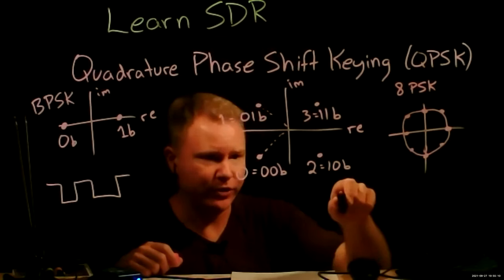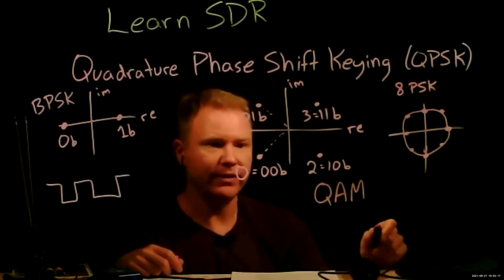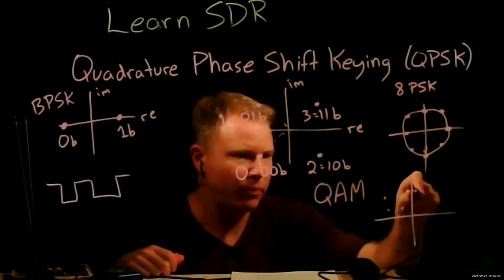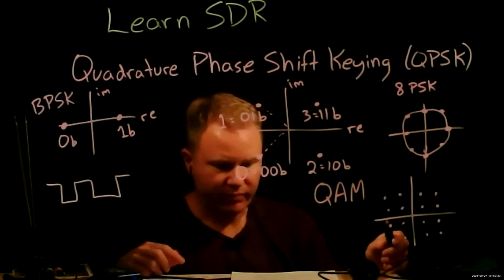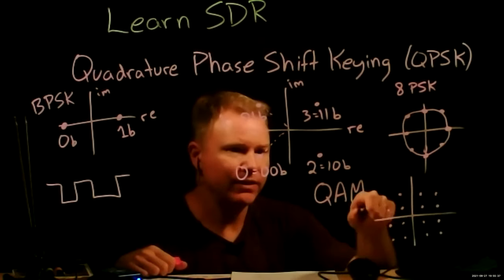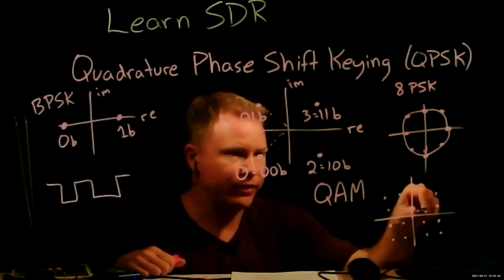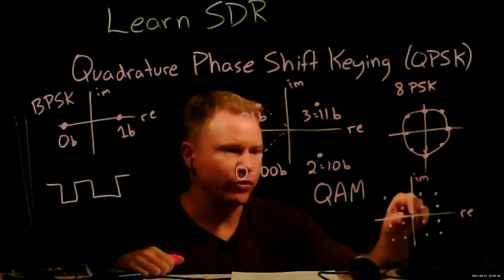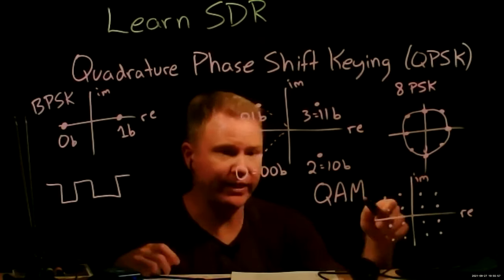Or you can have more complicated constellations. A very popular pattern is quadrature amplitude modulated constellations. And here you just have a grid of points. Let's say we have 1, 2, 3, 4 points in each position. So this would be 16 QAM. At every instant in time, there are 16 different options in terms of amplitude and phase that you could transmit. And so you could pack even more data into each symbol. And you can continue this.